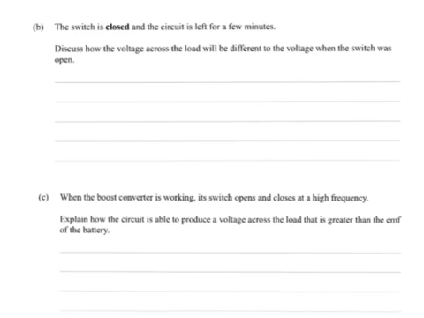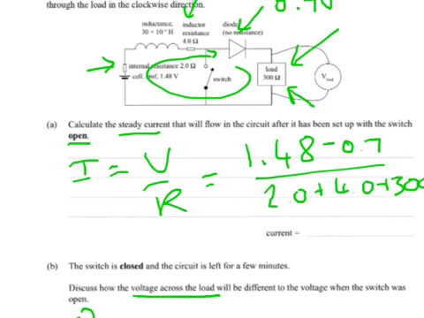B, we've got the switch closed and the circuit left for a few minutes. That means it's going to reach a steady state. We have to discuss how the voltage across the load will be different to the voltage when the switch is open. Well, when it's open, you've got the voltage across it because it's in a series circuit with the inductor and the supply. So it'll just be whatever the voltage is from that.